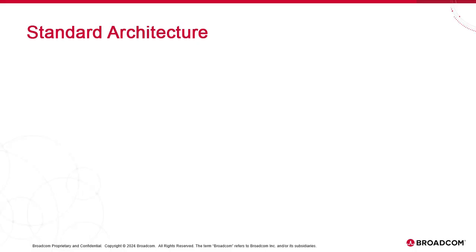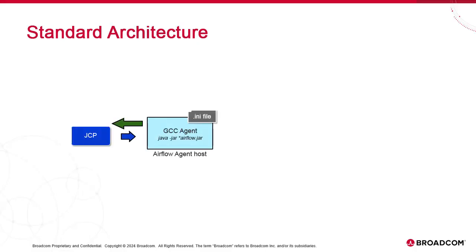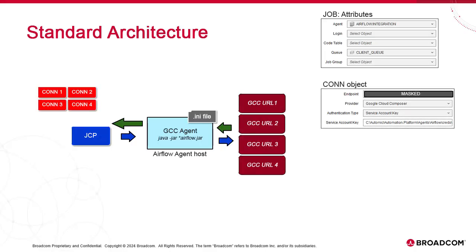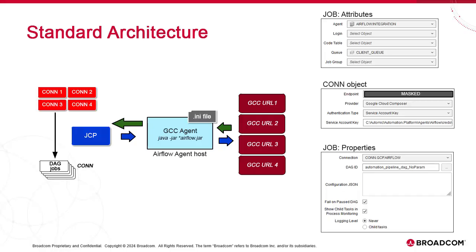This is the resulting architecture. The agent supports the secured connection to the JCP. You add the agent in the job attributes. Remember this because it's absolutely vital for all cloud integrations. You must select the agent first before heading to properties. Each cloud URL requires its own connection objects. Then you define the job properties, depending on what you need to do.